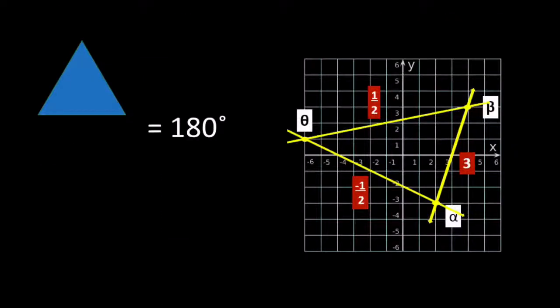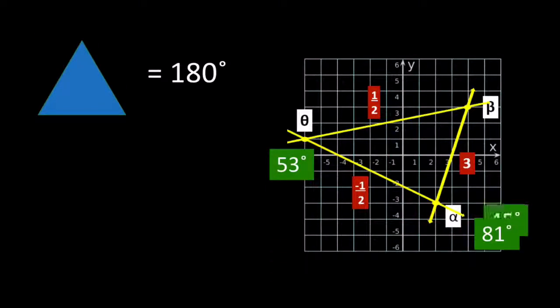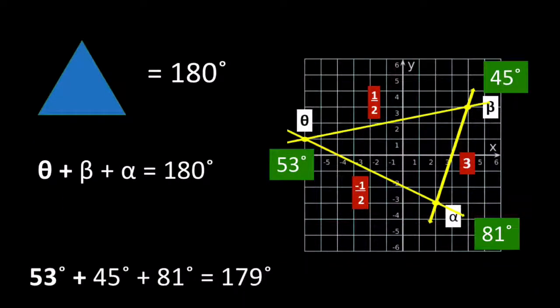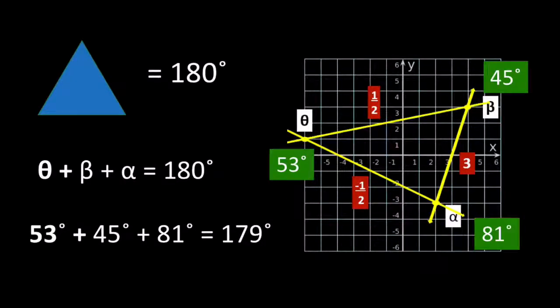If you remember, a triangle is equal to 180 degrees. Since we form a triangle, all angles must be equal to 180 when added. 53 degrees plus 45 degrees plus 81 degrees is equal to 179. It would be 180 if all the seconds and milliseconds are added.